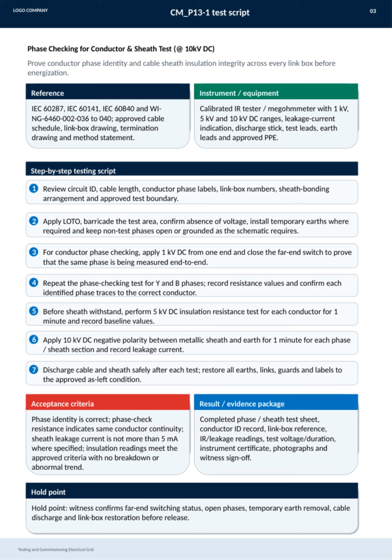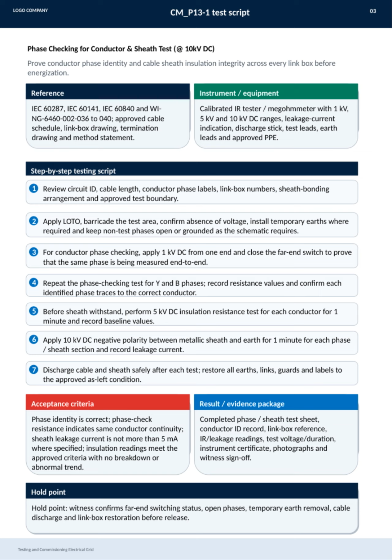The testing script is methodical. First, we review circuit IDs, cable lengths, phase labels, link box numbers, and sheath bonding arrangements. Then, we apply lockout-tagout procedures, barricade the test area, verify absence of voltage, and install temporary earths as necessary. Next, for conductor phase checking, we apply 1 kV DC from one end and confirm phase continuity end-to-end by closing the far end switch, repeating this for each phase and recording resistance values.